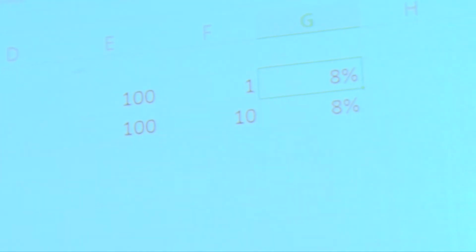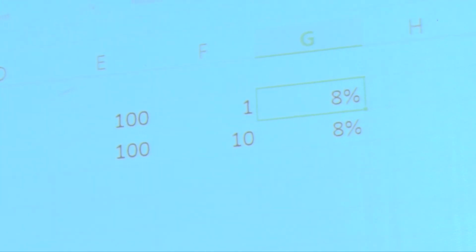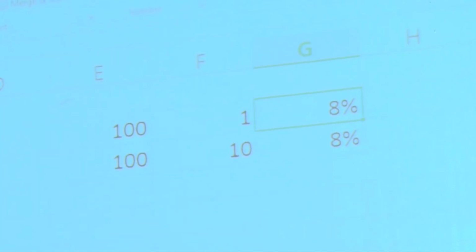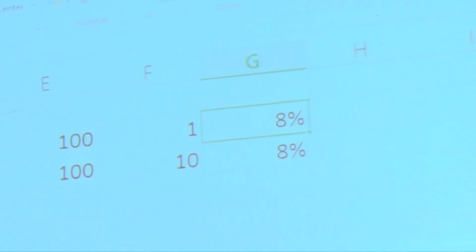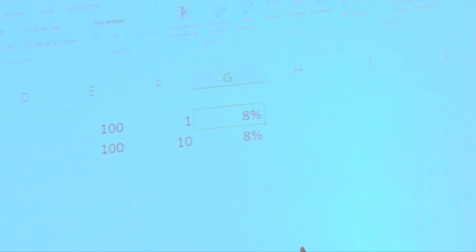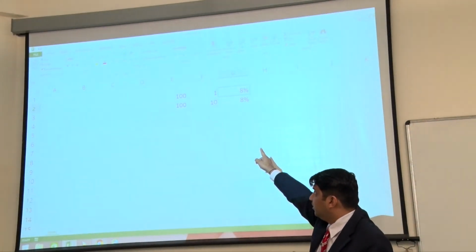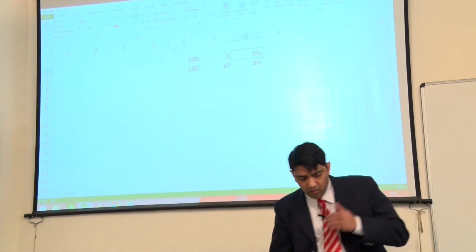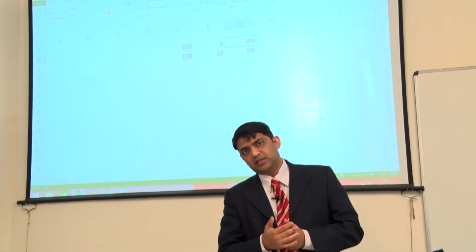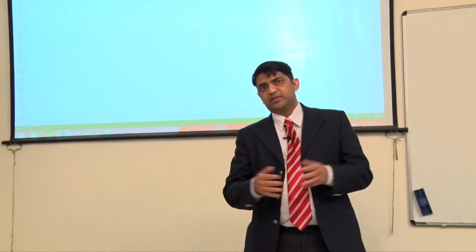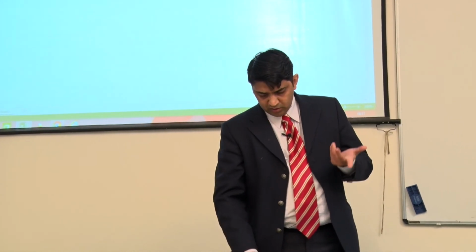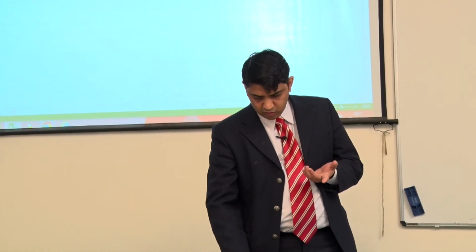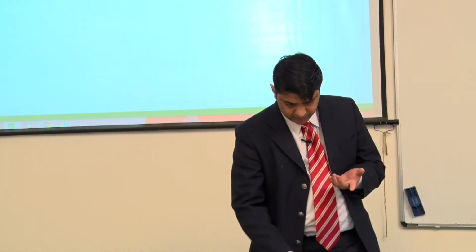So what is same? We are putting the same amount of money at the same coupon rate, which is 8%, but for different time periods. One is 1 year, one is 10 years. Now what happens is RBI keeps changing rates. So let's say, for example, interest rates go from 8% to 7%. What will happen in this case?